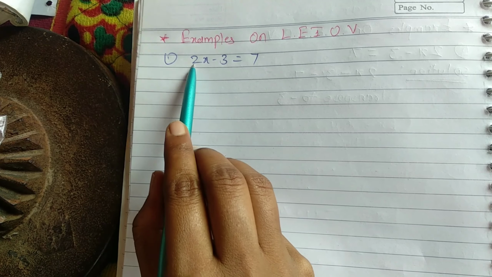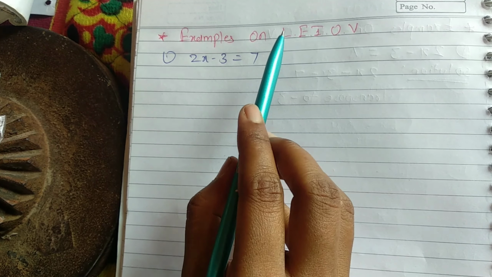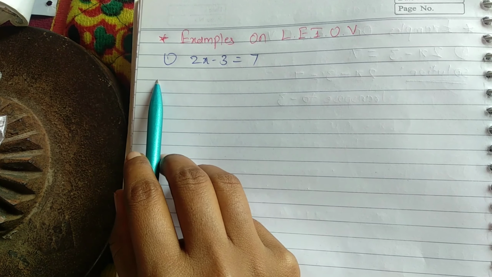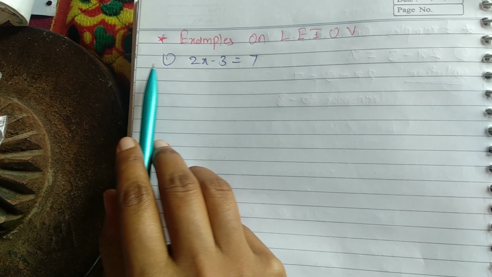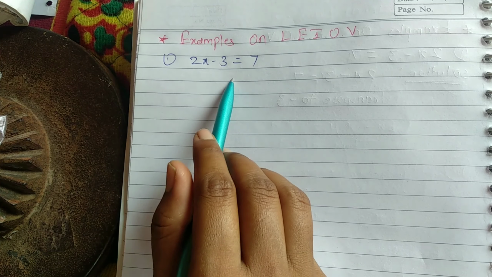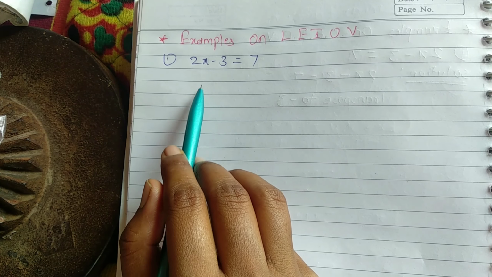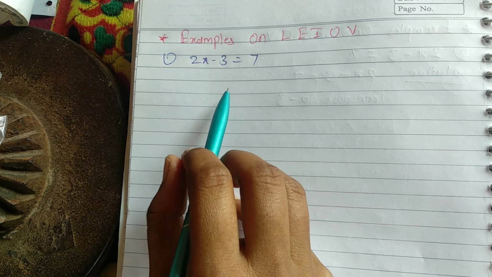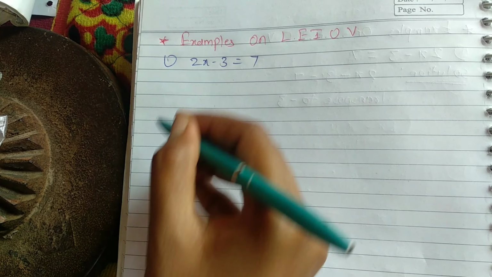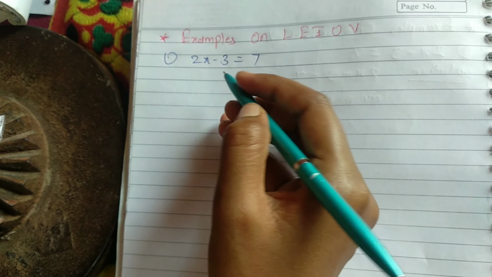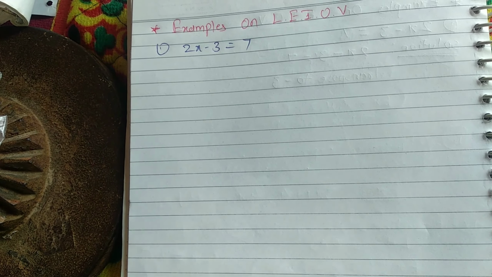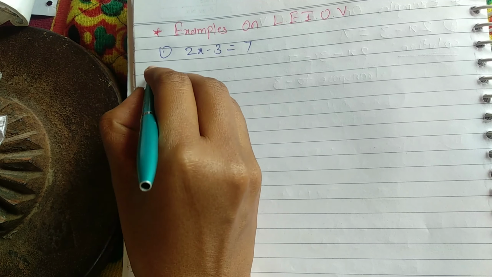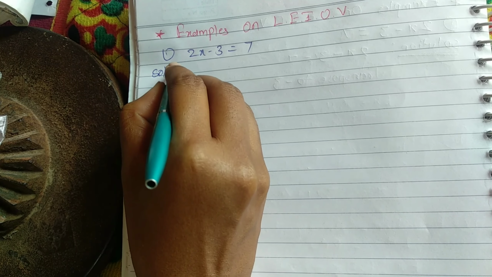First example, 2x minus 3 is equal to 7. For solving this equation, we have two methods. First one is the inverse method and second one is the transpose method. But mostly we use the transpose method because the transpose method is easy to solve. Now, the solution.